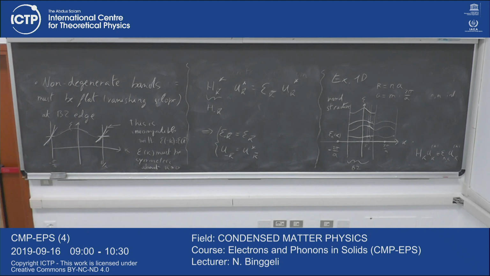Okay, so there are three consequences. The band structure is periodic in reciprocal space. The band structure is symmetric, epsilon of minus K is equal to epsilon of K. And at the zone edges, if the band is non-degenerate, it must be flat. These are three properties of the band structure. Okay? So I will finish here. Any question?